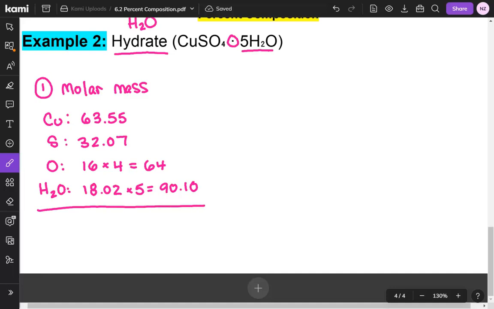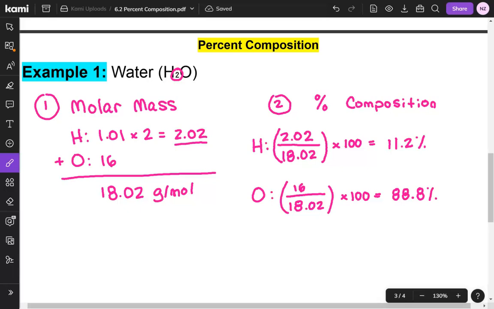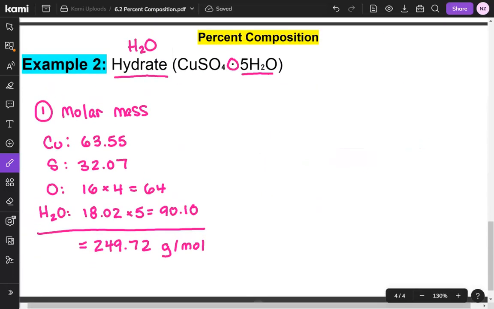Okay, so let's find the entire mass, or our molar mass here. We add all those up and we get 249.72 grams per mole. Okay, so this is a hydrate analysis. So in a hydrate analysis, we want to find out what percent of our total compound is water. Okay, so in our previous example, we did percent composition and we broke it down by element. This is similar. It's still percent composition, but we are doing hydrate analysis.